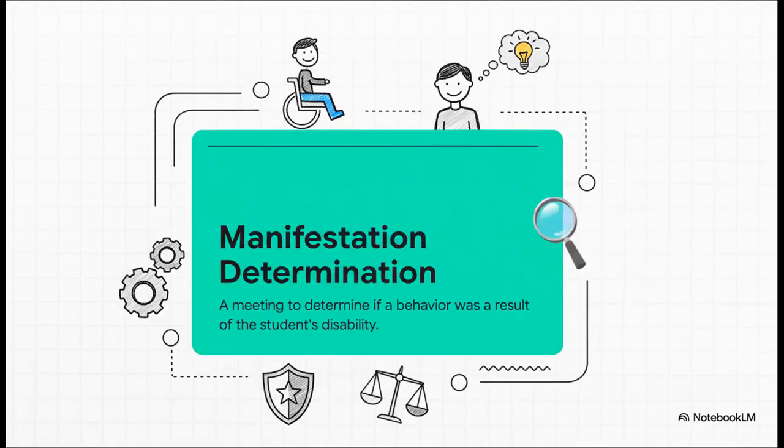This one sounds intense, and it's for a very specific situation, but it's an important protection. If a child with a disability is facing a serious disciplinary action, like a long suspension, this meeting has to happen. Its whole purpose is to figure out, was the behavior caused by the child's disability? It's a key safeguard.